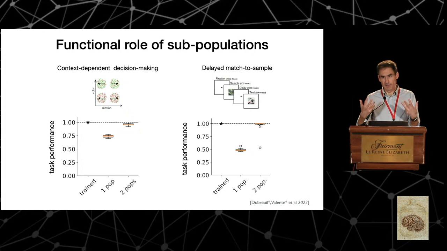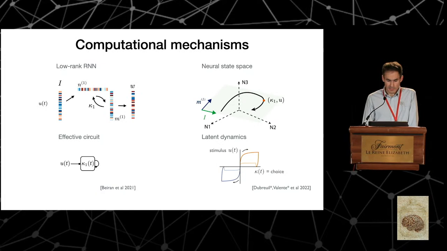So this approach identifies subpopulations, and these subpopulations appear to have a functional role, but we still wanted to understand what the role is. So what are the mechanisms? What are these populations actually doing? To address this question, to understand the mechanisms, we can go back to our theoretical framework that I very briefly described a couple of slides ago. What I told you is that for low-rank networks, we can fully understand the dynamics in the sense that we can reduce every low-rank network to an effective circuit, which describes the latent dynamics and gives us really a description of the computation.